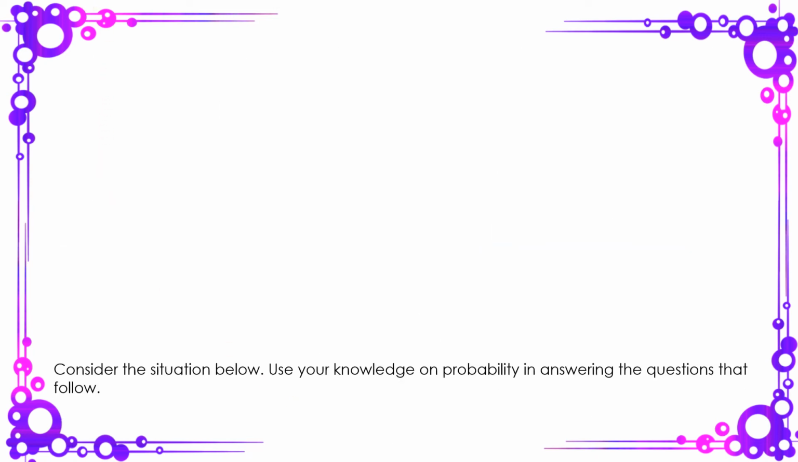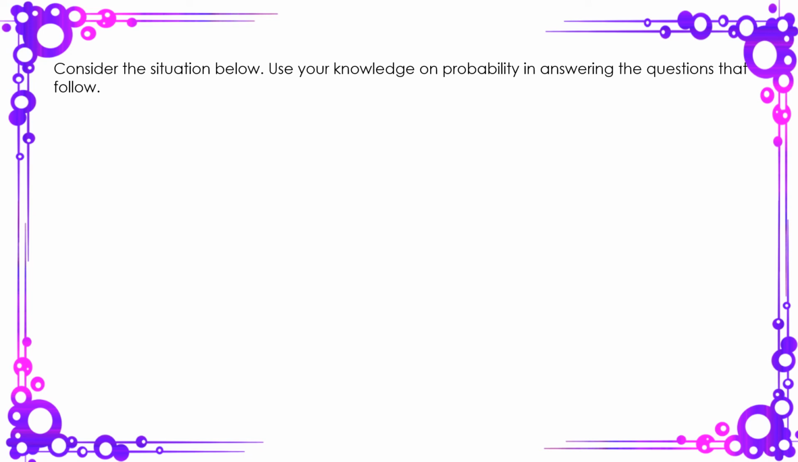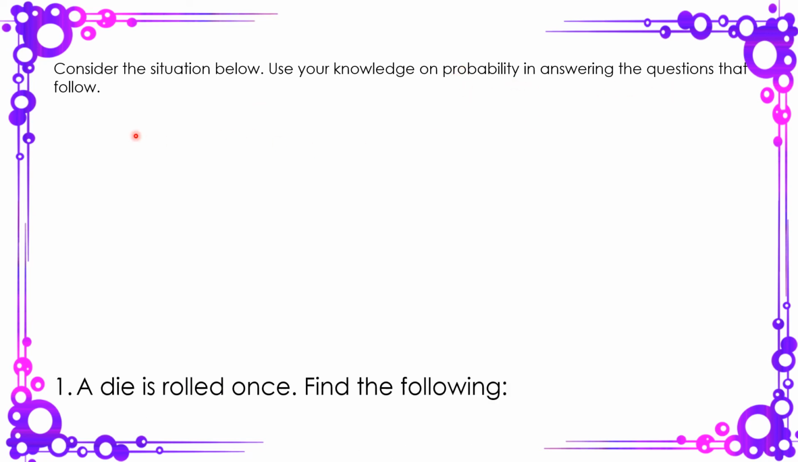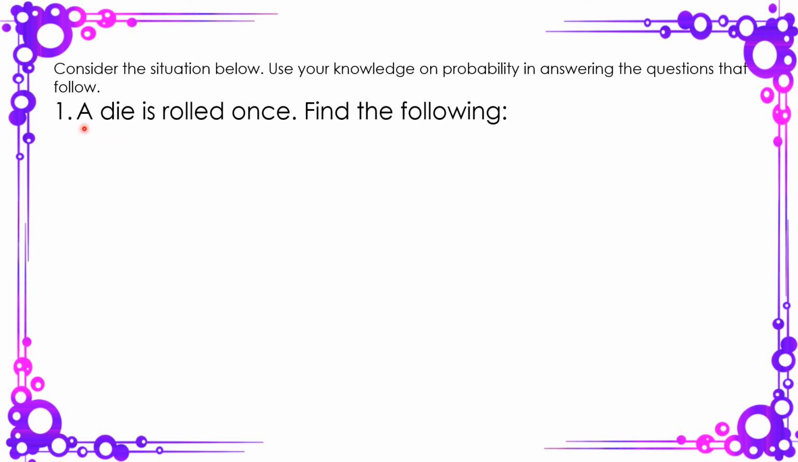Let us try to solve this. Consider the situation below. Use your knowledge on probability in answering the questions that follow. So we have here number 1. A die is rolled once. Find the following. Letter A, probability of 5. Letter B, probability that the number is greater than 4. And for letter C, the probability of an odd number.